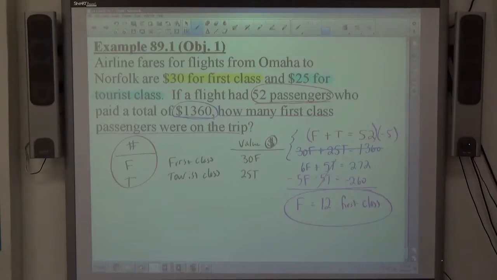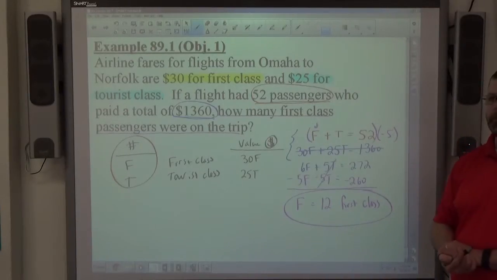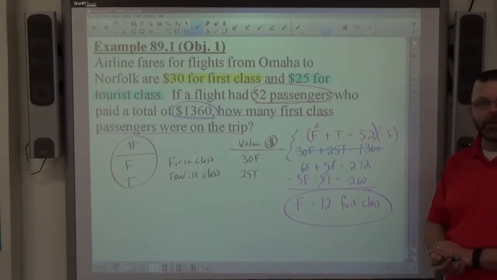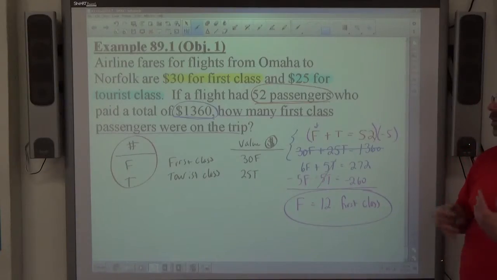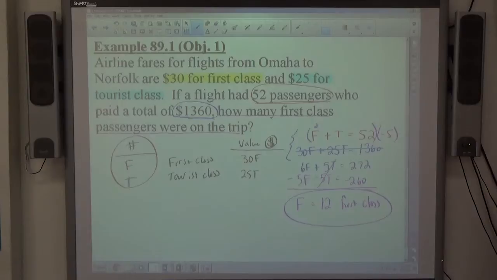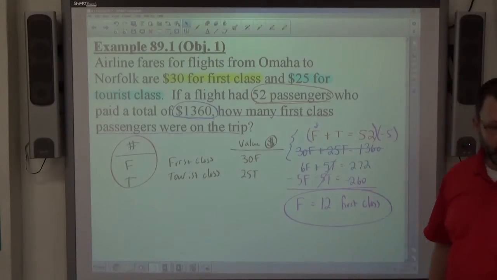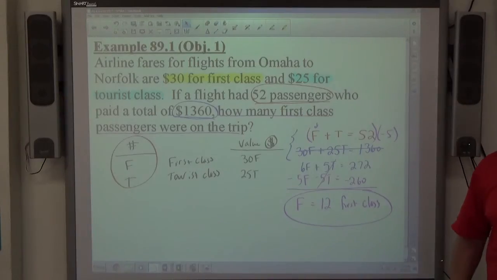If they want to know how many tourist class, how many would there be? 52 minus 12. Which would be 40, right? So if F equals 12, 12 plus 40 is 52, so T would equal 40, right? But again, they don't ask us for that, they just ask for first class. So if you're going to use elimination, they only ask you for one thing, eliminate the other thing, and you'll find what you're looking for. If I had eliminated F, then I would have had to go ahead and find F after I found T.